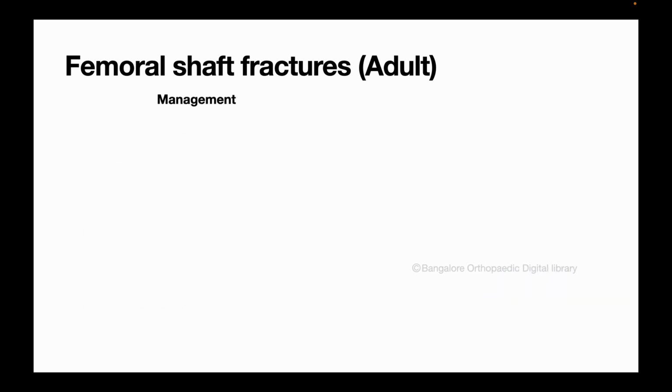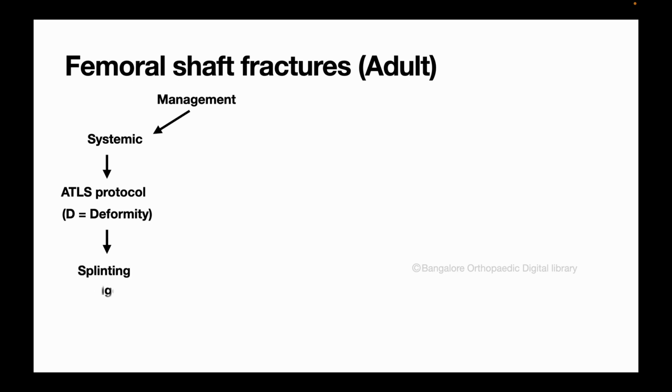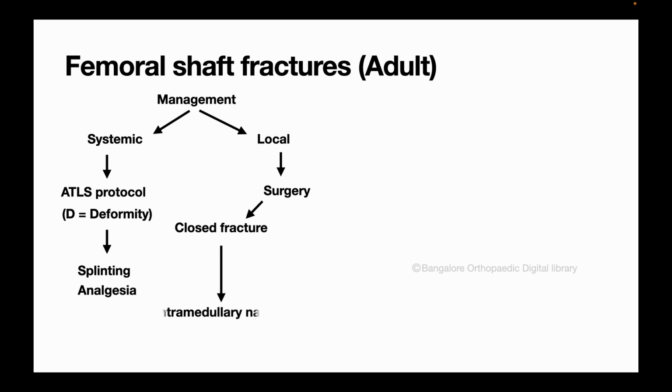Management of the femoral shaft fractures in adults needs careful evaluation and treatment of systemic injuries along the ATLS protocol. Specific management includes splinting and analgesia, followed by surgery. A closed femoral shaft fracture is best treated by an intramedullary nail, like here.